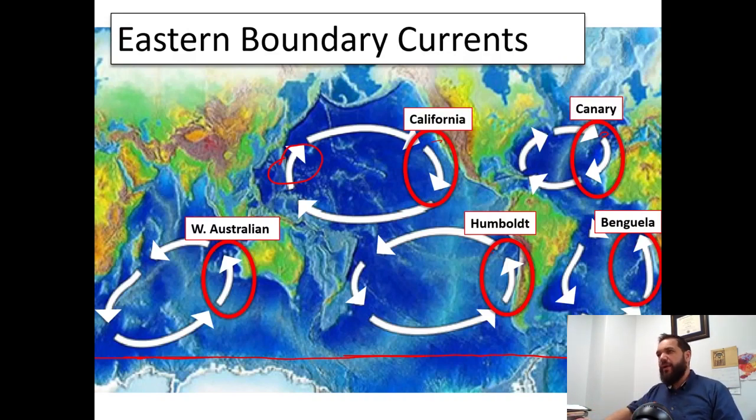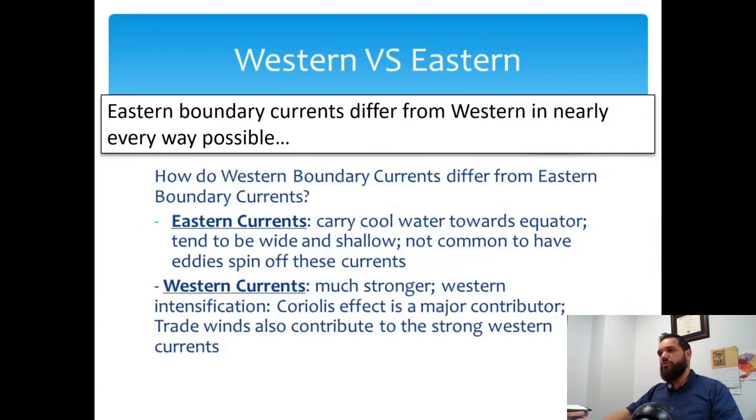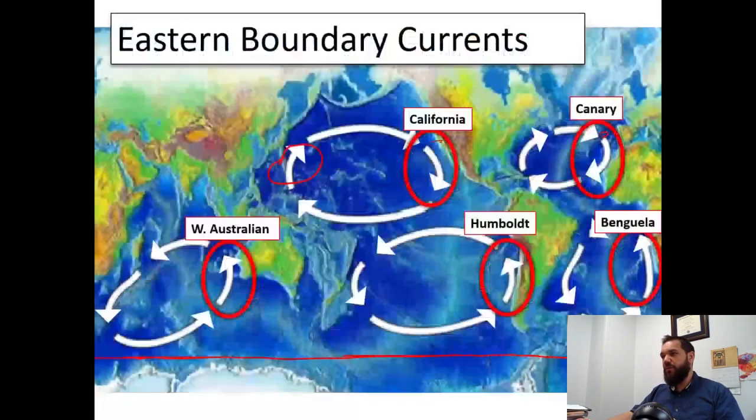Okay, so anyway, let's talk a little bit about these eastern boundary currents and compare and contrast eastern boundary currents with western boundary currents. You know that western boundary currents are really different in every way from eastern boundary currents. So when I say eastern and western, what do I mean?